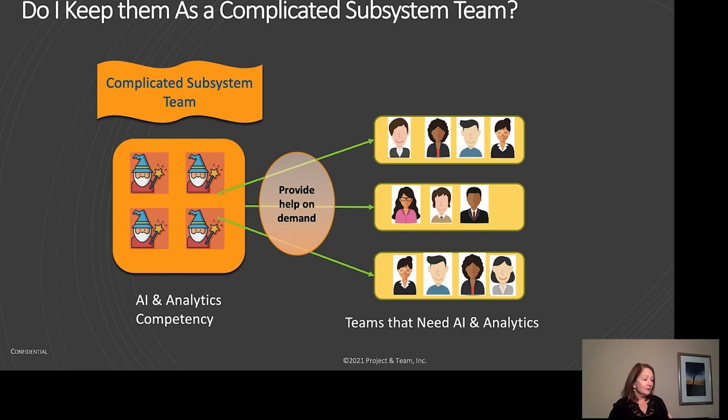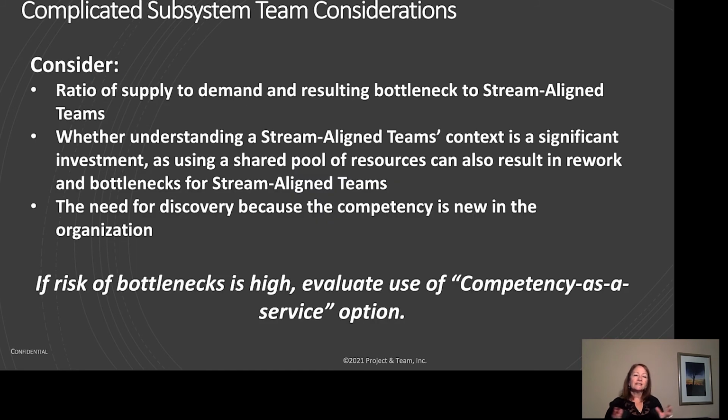The other challenge with this is that if you have someone on this complicated subsystem team who's never worked with your application before, they have to ride that learning curve of understanding your context. And so that also can become a bottleneck to the flow of value. So let's consider that ratio of supply and demand and what would be the bottleneck. What's the average response time to get that help?